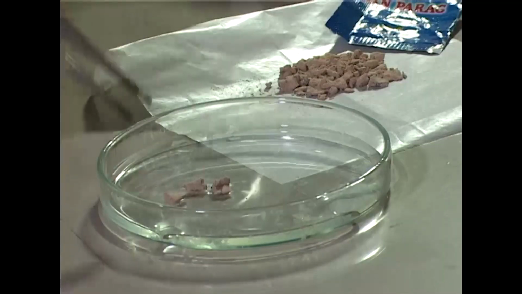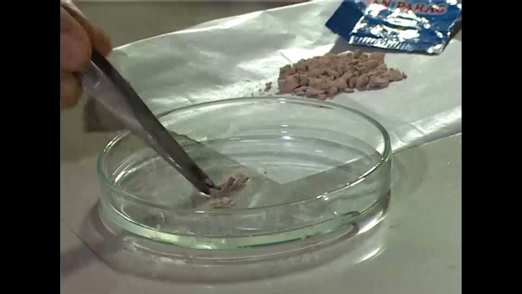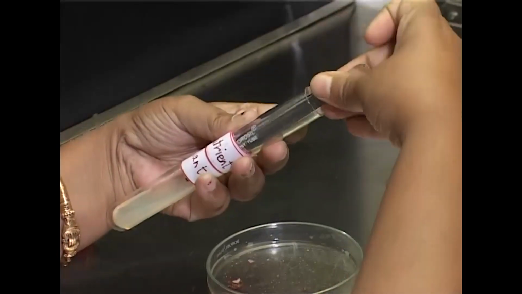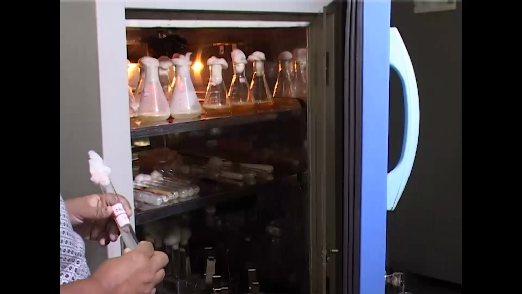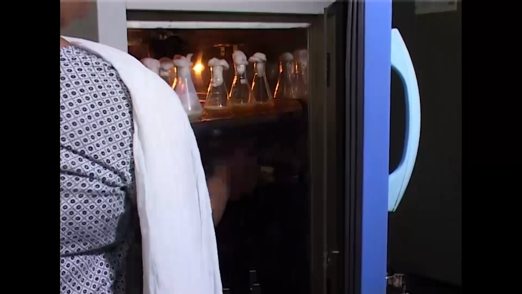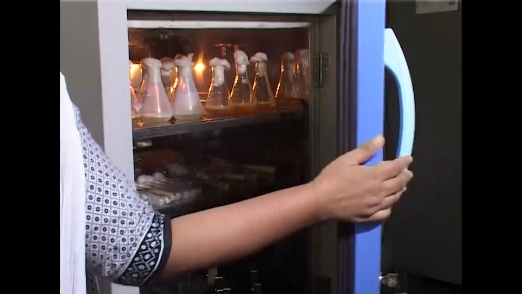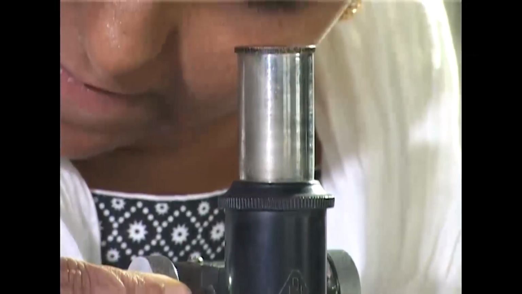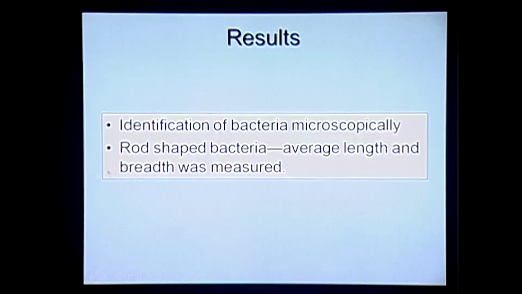First, the pan masala will be pre-soaked in sterile water. Then directly with forceps that will be transferred over the nutrient slant. The slant will be incubated at 37 degrees centigrade for 24 hours. Then the growth will be observed. Now, the identification of the bacteria microscopically. Under the microscope, taking from the nutrient slant, the bacteria will be characterized. And it was found that they are rod-shaped bacteria having an average length and breadth as well. So, the length and breadth will be measured.